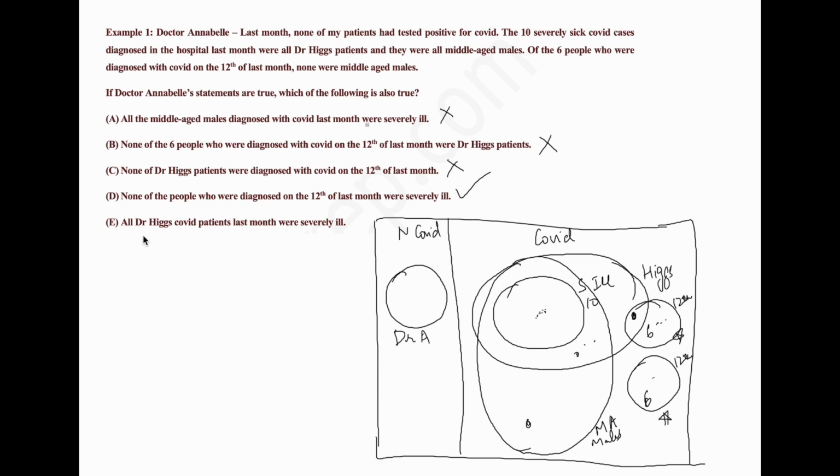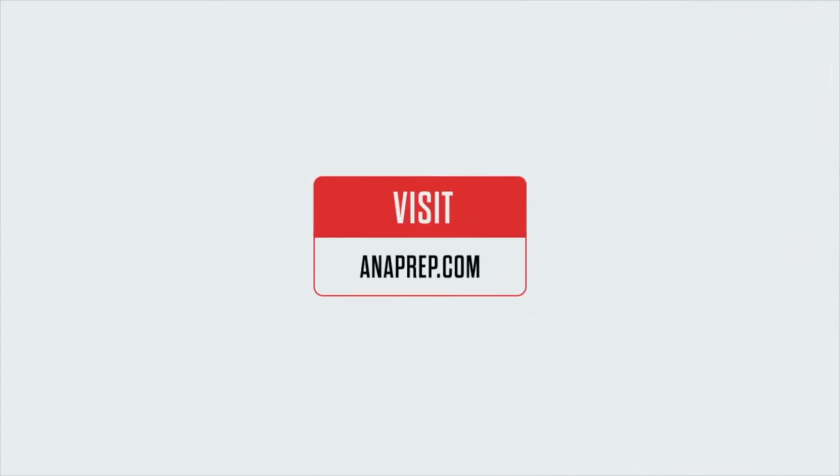Let's look at E also. All Dr. Higgs' COVID patients last month were severely ill. Again, as we said, that is not necessary. We know that all severely ill patients belong to Dr. Higgs. So then they are a subset of Dr. Higgs' patients, but there could be other patients that Dr. Higgs has as well, who do not lie in this circle, right? So then this is also not necessarily true. So our answer is D over here.